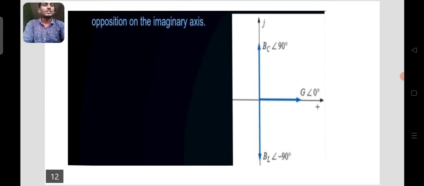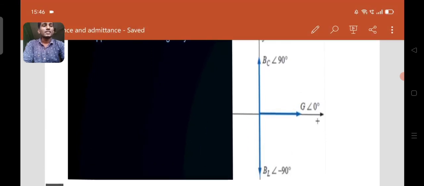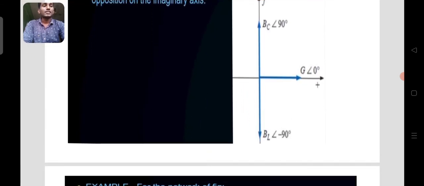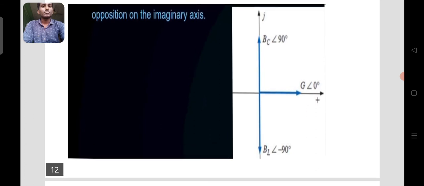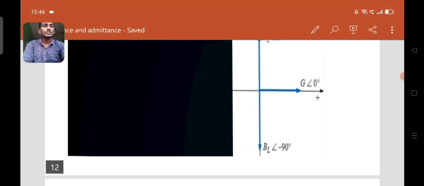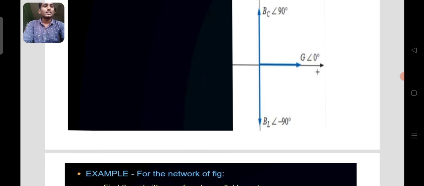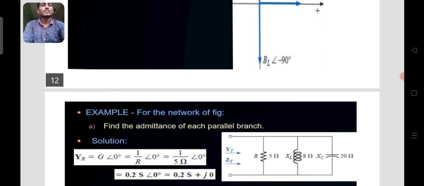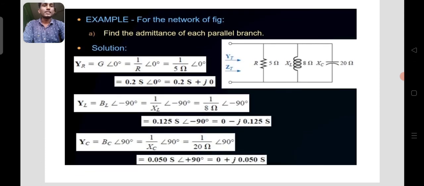So here you can see the graph which denotes the equivalent admittance of reactance, inductance and resistance. Here conductance is on the positive x-axis, admittance of the inductor is on the negative y-axis, and admittance of the capacitor is on the positive y-axis. So we can see the problem to know in detail.